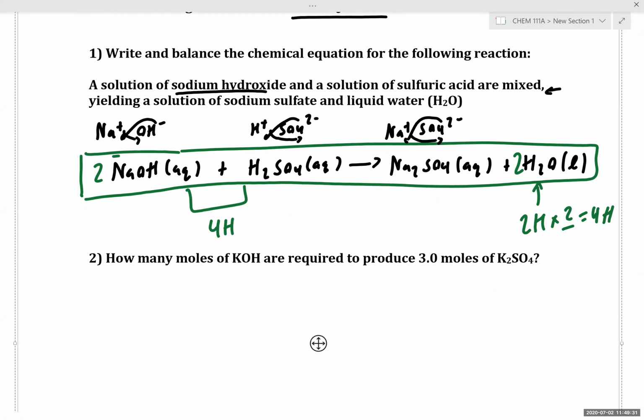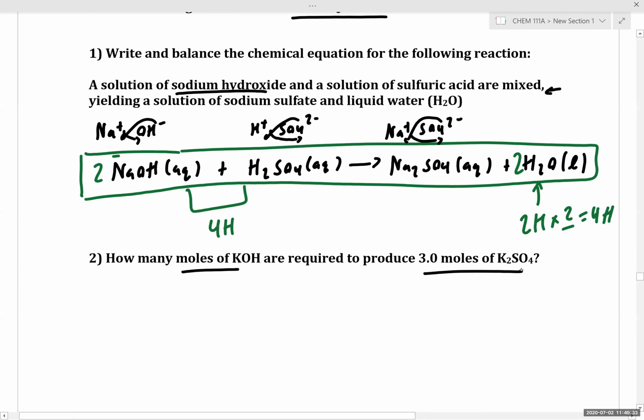So first things first, we're asked how many moles of potassium hydroxide. Oh, let's replace that with sodium hydroxide. So how many moles of sodium hydroxide are required to produce 3 moles of sodium sulfate? Okay. So we have 3 moles of sodium sulfate.